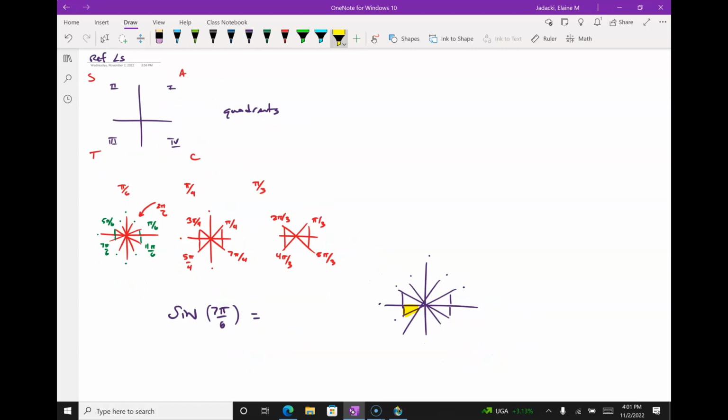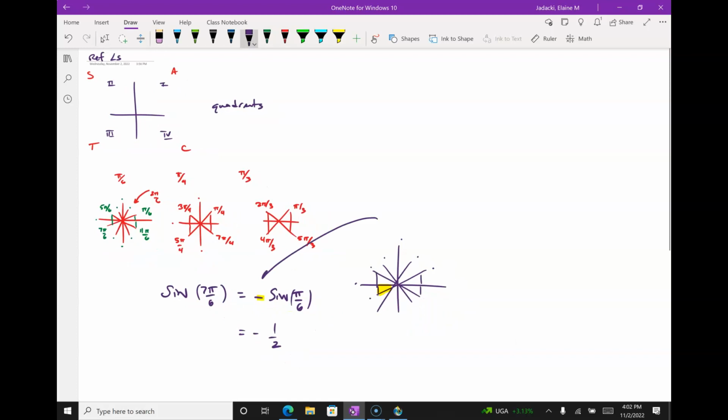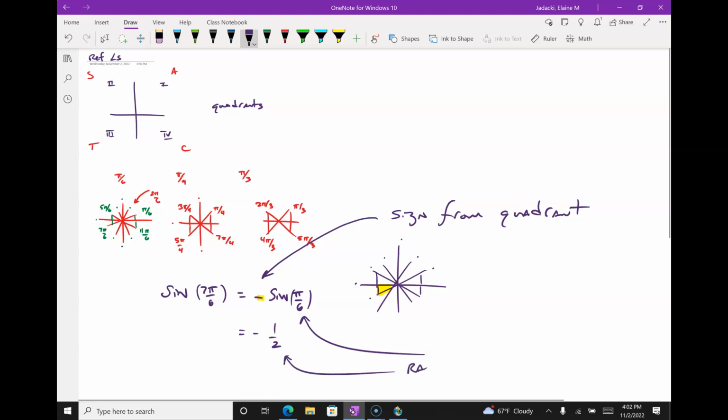But I know sine is a y value, so this is the opposite of sine of pi over 6. I'm always trying to go to the reference angle. So the quadrant's telling me the sign, and then the reference angle's telling me the ratio. And that's, so minus 1/2. So I'm getting the sign from the quadrant. And I'm getting the ratio from the reference angle.